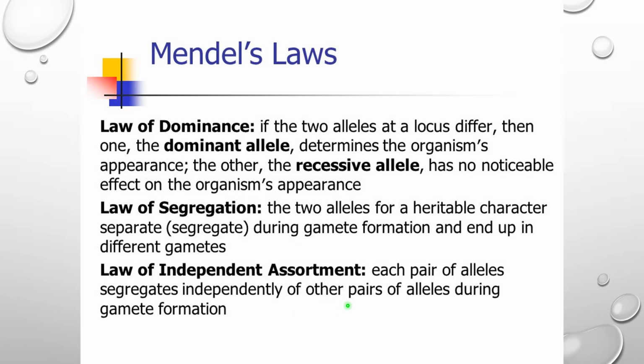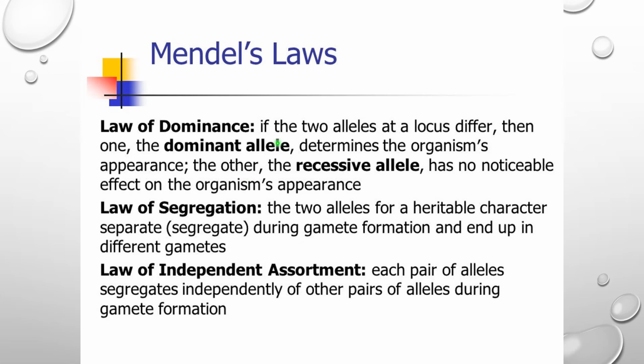For example, height of the plant or the color of the flower or the position of the flower. That means two contrasting characters are taken together. But each of the characters is segregated independently during gamete formation. This is the law of independent assortment, because here two pairs are taken and each of them can be expressed, segregated, and assorted independently during gamete formation. This is the third law, the law of independent assortment.